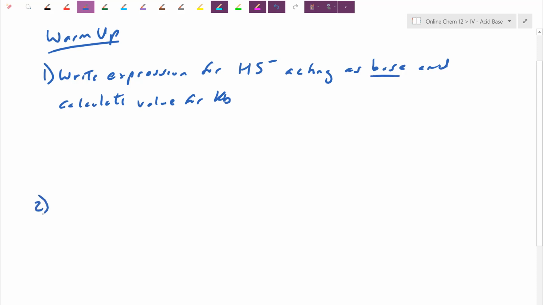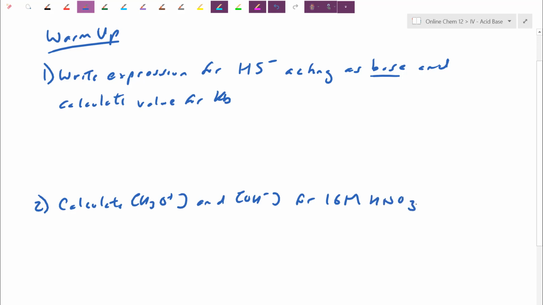And then just to make sure we're okay with dealing with Kw kind of concepts here, we'll do more of this practice question in today's lesson. I want you to calculate the H3O plus. Remember, H3O plus is just the characteristic acid particle. Calculate the H3O plus and the hydroxide for 1.6 molar nitric acid. Okay, so I'd encourage you just to pause the video, try it out for yourself.